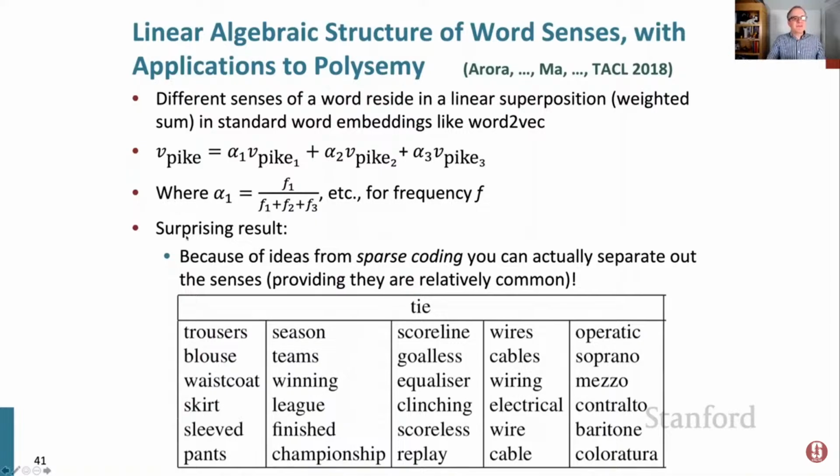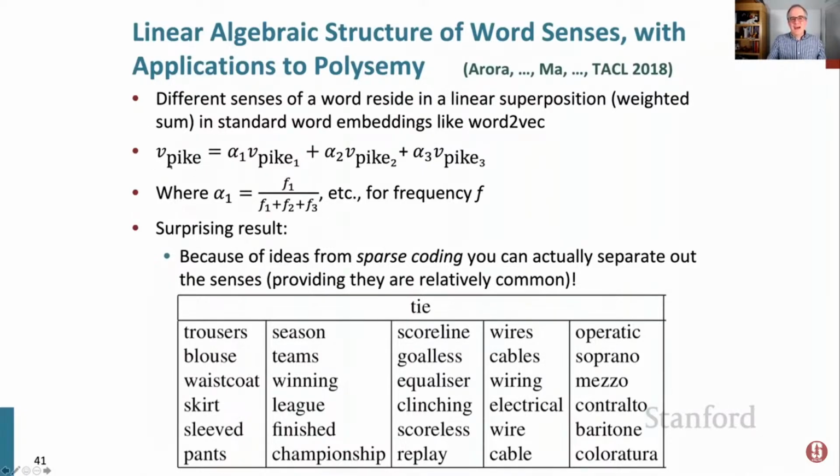And indeed, there's a much more surprising result than that. This is a result that's due to Sanjeev Arora, Tengyu Ma, who's now on our Stanford faculty, and others in 2018. And that's the following result, which I'm actually going to explain. If you think that the vector for pike is just a sum of the vectors for the different senses, you'd think it should be completely impossible to reconstruct the sense vectors from the vector for the word type.